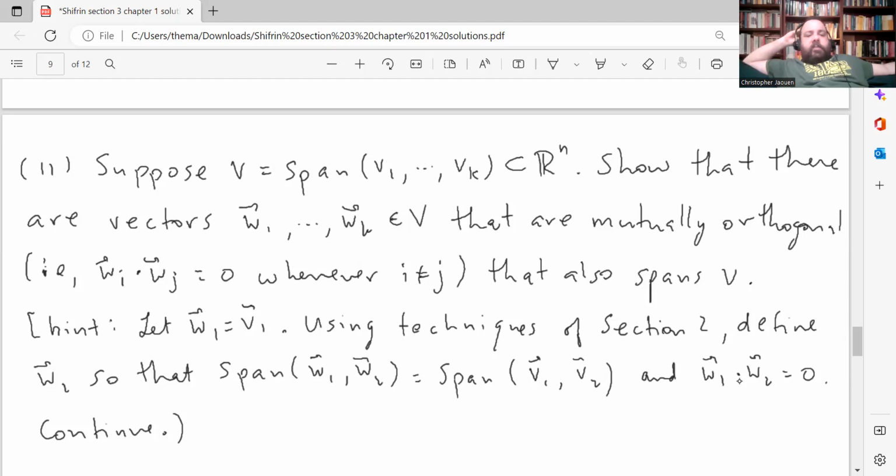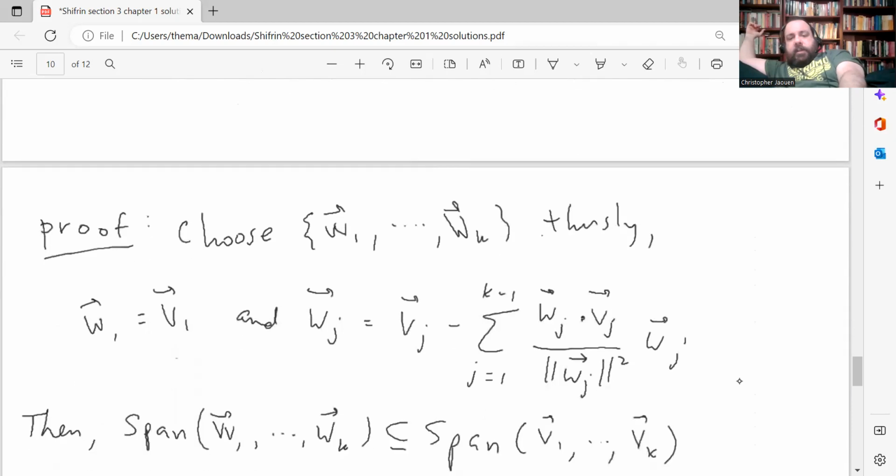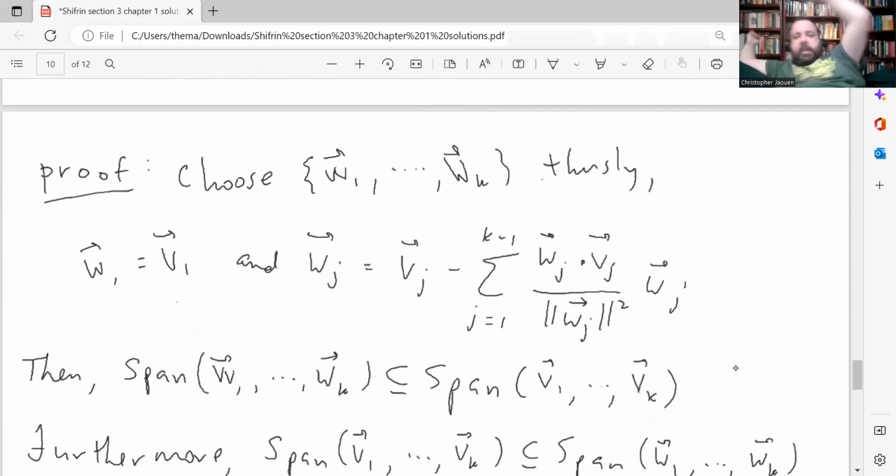He says, let w1 equal v1. And using the techniques of section 2, specifically orthogonal projections, define w2 so that span w1, w2 is span v1, v2, and w1 dot w2 is 0, and then continue doing that. That's exactly what I did here. So choose w1 through wk thusly.